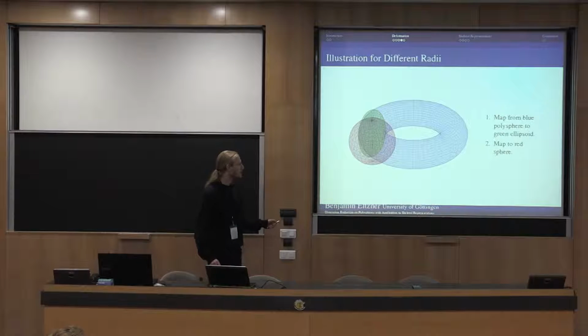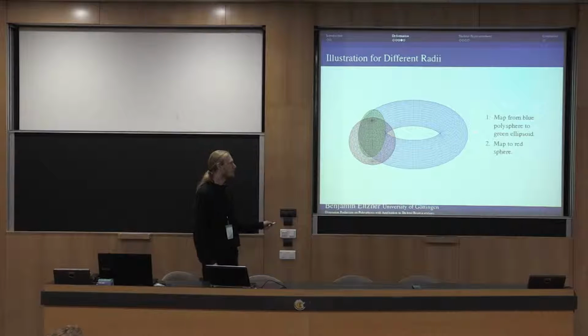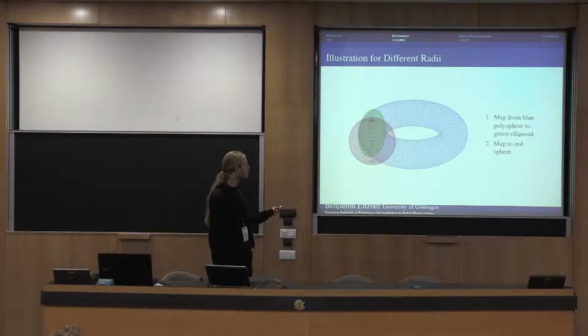So as an illustration, we start from such a torus, a donut, then we approximate this by this. We map from the blue polysphere to the green ellipsoid, and then to the red sphere here. And this point here is supposed to be the joint north pole of the polysphere, so the center point of our construction, or the point where we attach our tangent sphere, if you will.